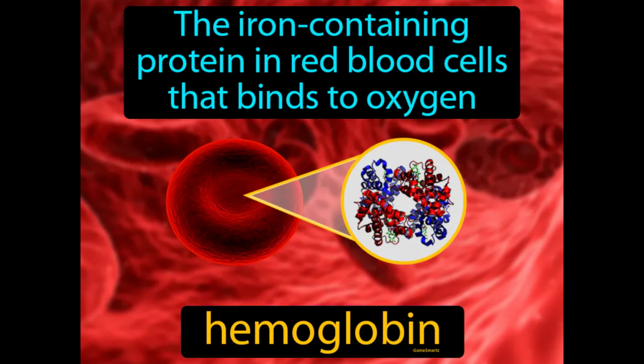The iron-containing protein in red blood cells that binds to oxygen. Hemoglobin is a protein in red blood cells that carries oxygen to the body's organs and tissues.